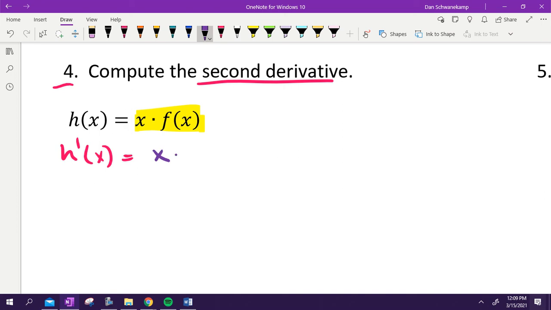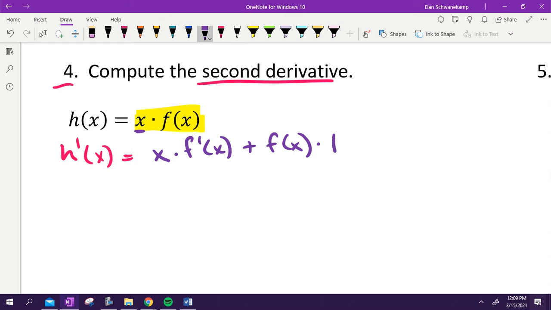So we're doing product rule. It's first times the derivative of the second. What's the derivative of f going to get me? F prime. Plus the second times the derivative of the first. Be careful here. What is the derivative of x? 1. The derivative of x is just 1, because x is a variable. The derivative of x is 1.